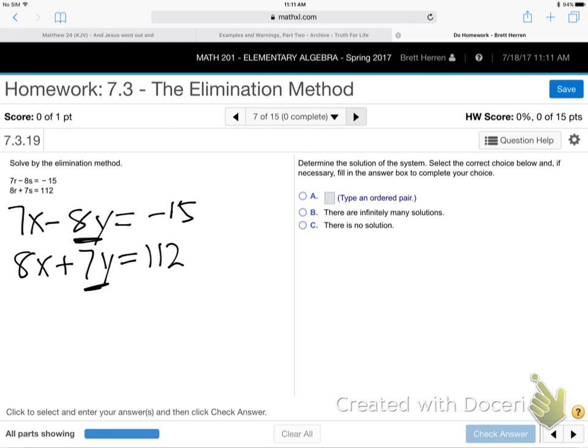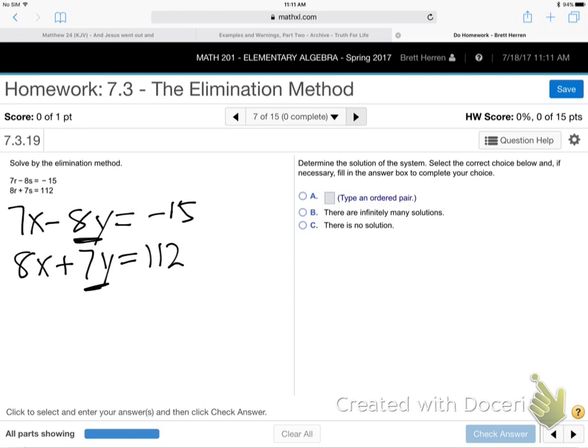This one's a little harder. What are we going to do to make those y's become opposites? Same number, but one positive, one negative. Multiply by 8 and 7. Yeah, multiply by the other one. If I take the 8 up here and multiply by 7, and down here the 7, I multiply by 8, that'll make them both 8 times 7, they'll both be 56. Does that make sense?